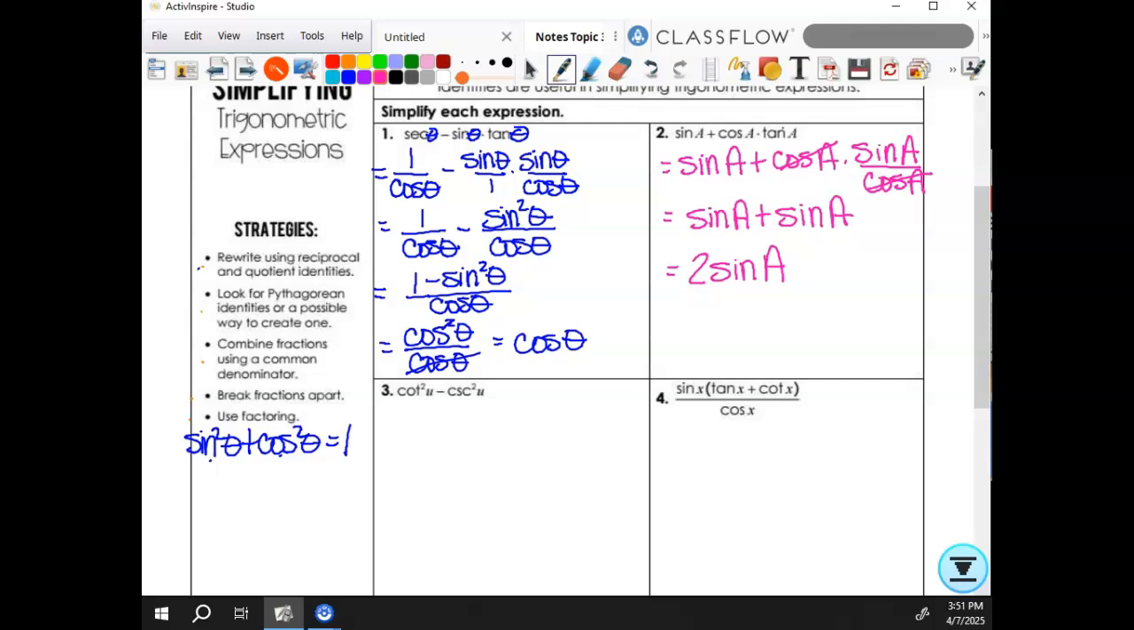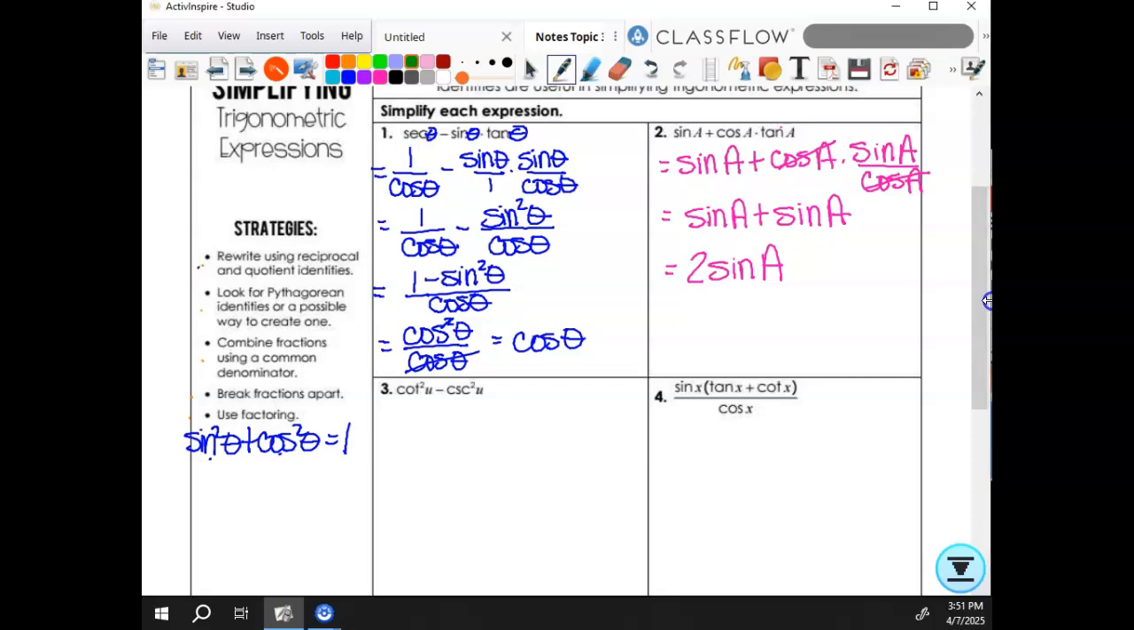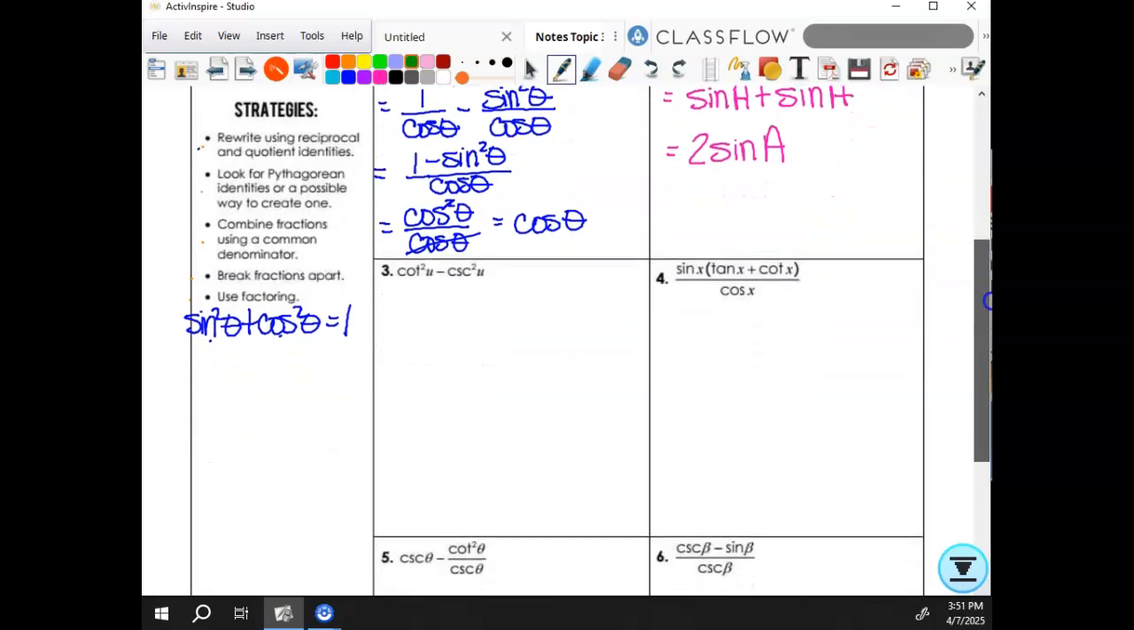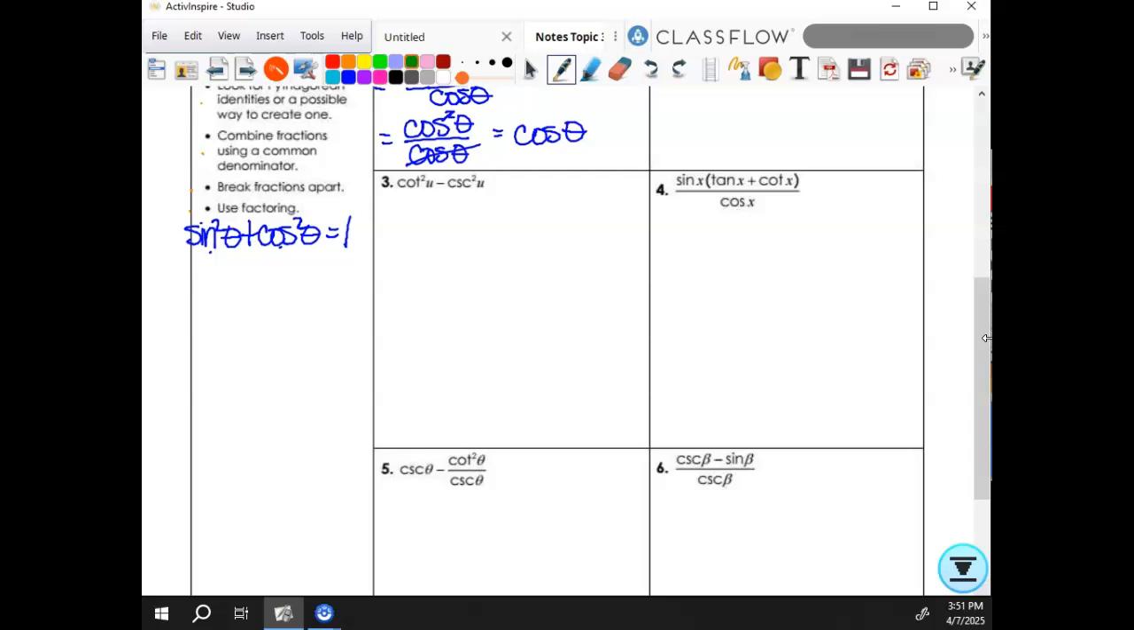Now let's look at this next one. So I've got cotangent squared and cosecant squared. So that is also a Pythagorean identity. So let's think about how we come up with our other ones. If I can do sine squared plus cosine squared equals 1, let's say I go through and I divide everything through by sine squared. That would leave me with 1 first here, plus, and then cosine divided by sine would be cotangent squared. And then this would be 1 over sine squared, which would be cosecant squared.